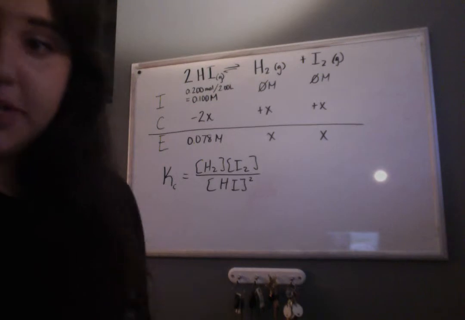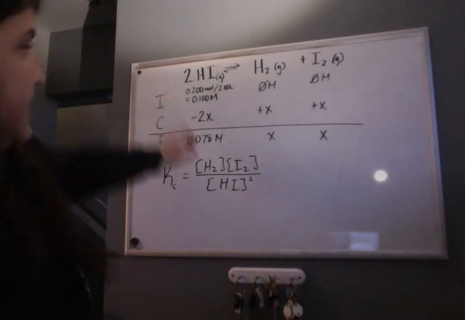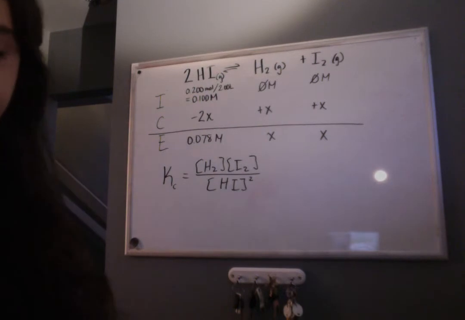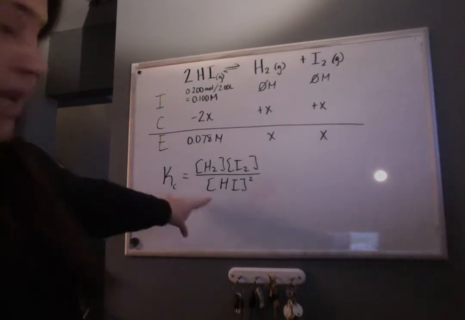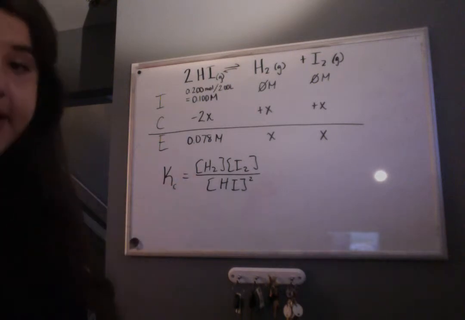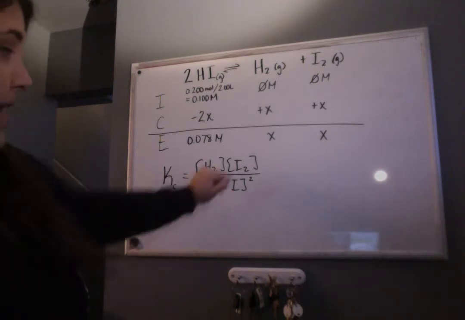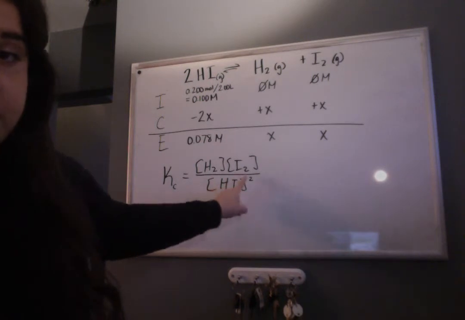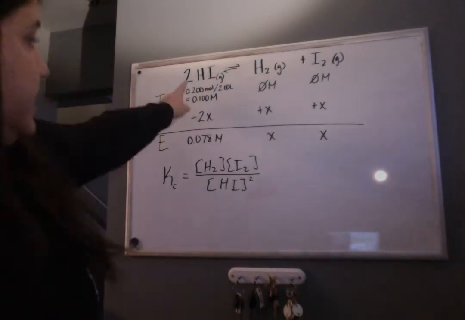So the first thing we do for these is set up our ICE table: my equation, my initial, my change, and my equilibrium, as well as setting up my equilibrium expression. K is always equal to products over reactants. In this case, my products are H2 and I2. My reactant is HI, and I have it squared because my coefficient is 2.